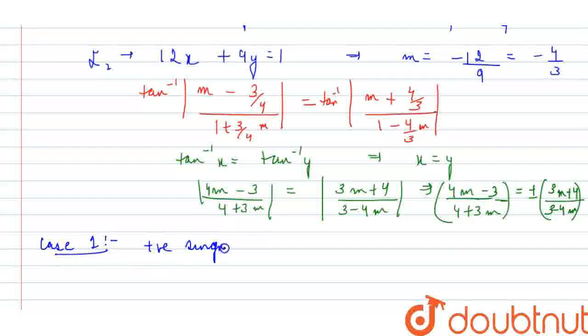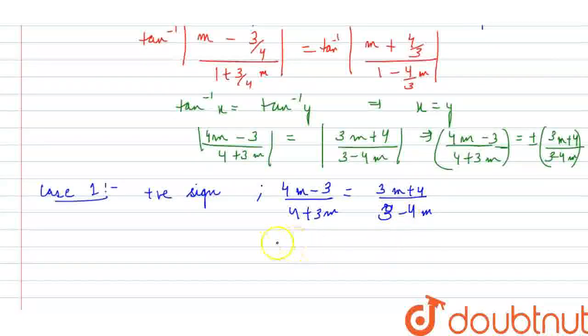So taking the positive sign, I get 4m minus 3 upon 4 plus 3m is equal to 3m plus 4 upon 4 minus 3m. So cross multiplying, from here I'm taking minus common, so I get minus of (3 minus 4m) or (4 minus 3m) whole square is equal to (4 plus 3m) whole square.